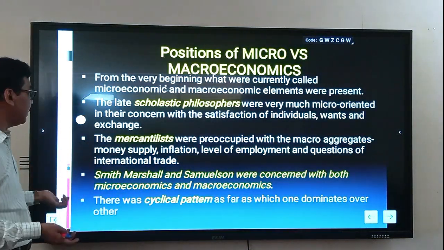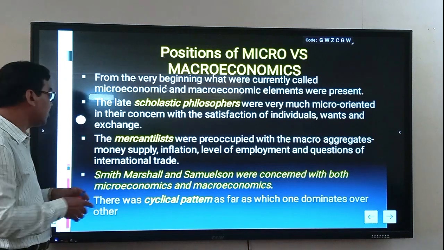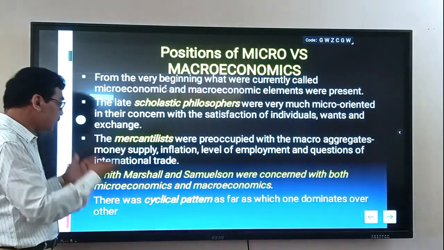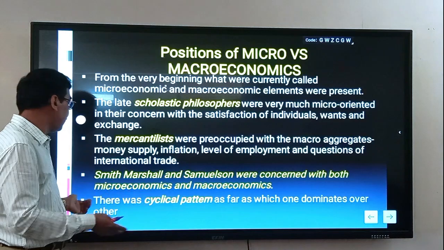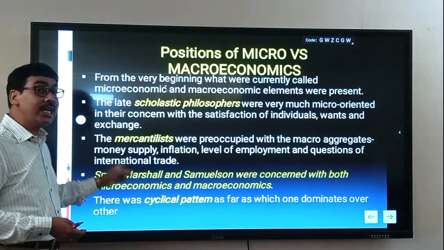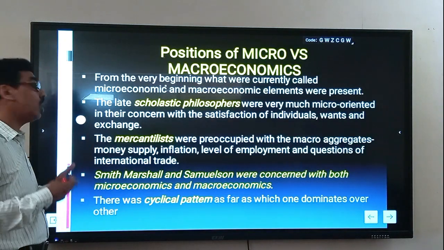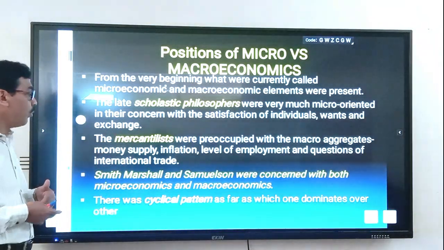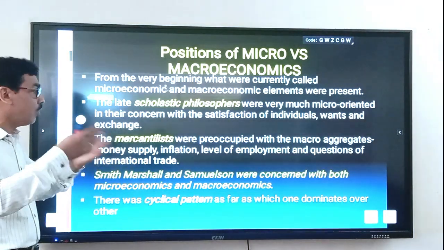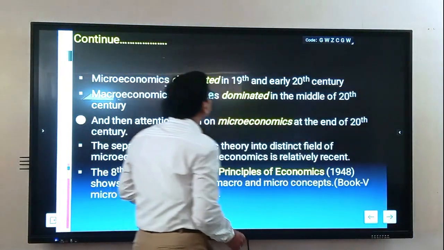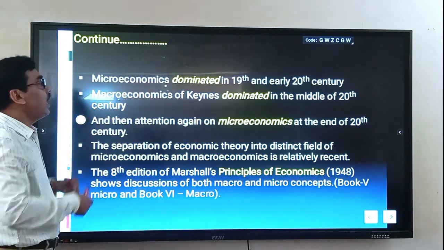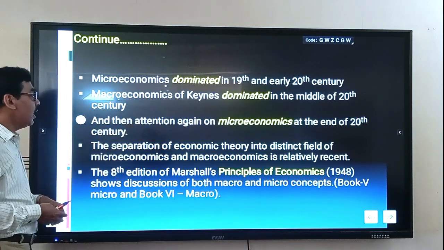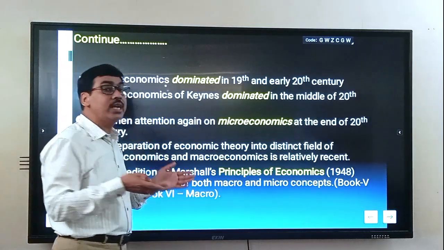Then Adam Smith, Marshall and Samuelson were concerned with both microeconomics and macroeconomics. They are the famous economists who were simultaneously concerned with both approaches. There is a cyclical pattern as to which one dominates the other. Sometimes microeconomics gets more prominence over macro, and sometimes macro gets more weightage over micro. So this is a cyclical view. Microeconomics dominated in the 19th and early 20th century, but the macroeconomics of Keynes dominated in the middle of the 20th century, and attention again focused on microeconomics at the end of the 20th century.